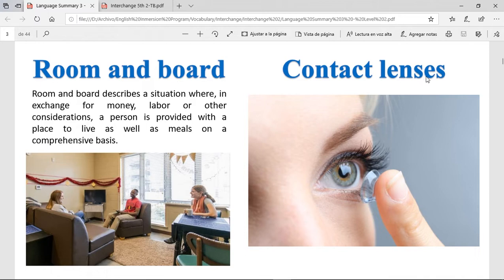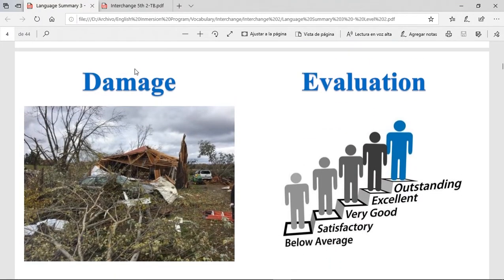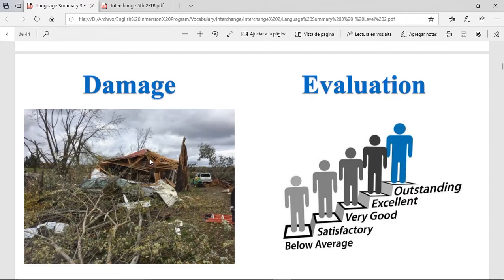Contact lenses. Contact lenses are similar to glasses, but you put them on your eyes so you can see better. Okay. Damage. Damage is when something is getting hurt. For example, this house, so to say, is damaged. Okay. Evaluation. An evaluation is when you see the different aspects of something.